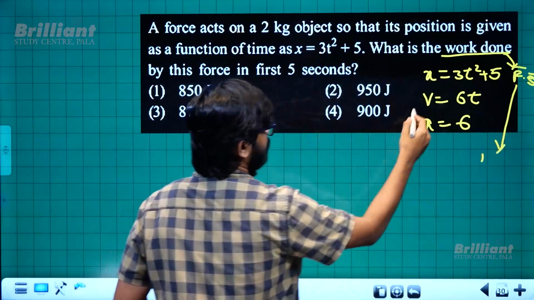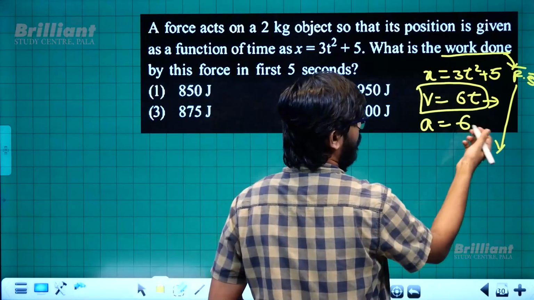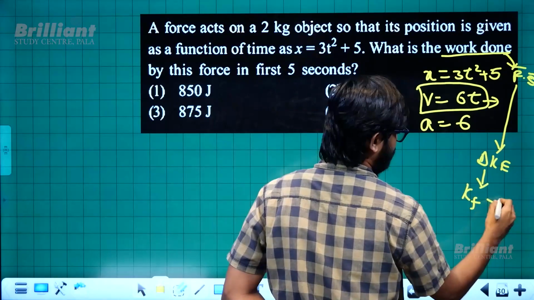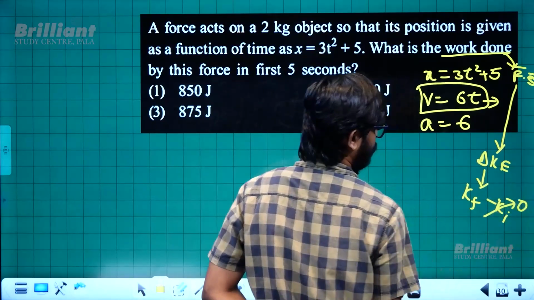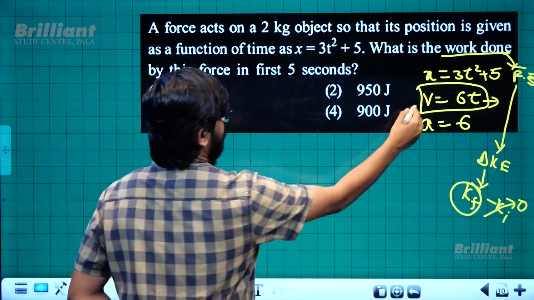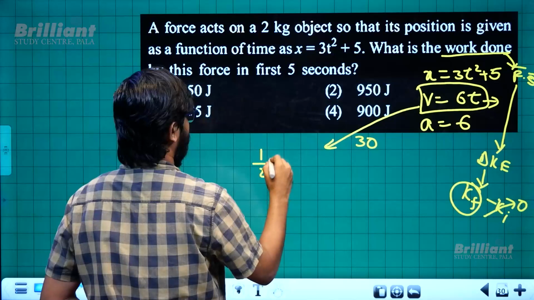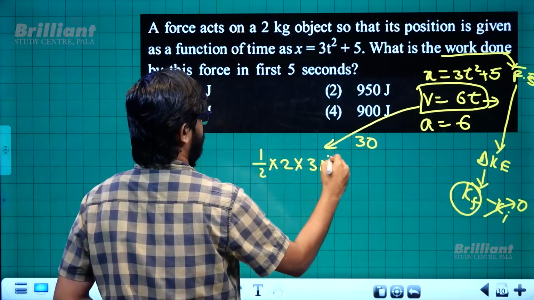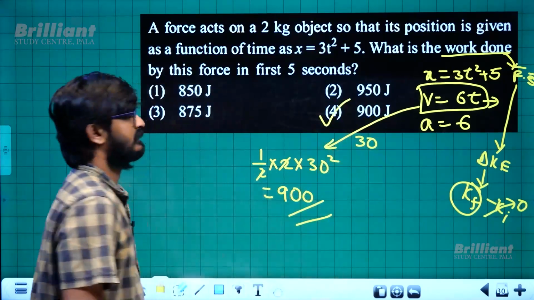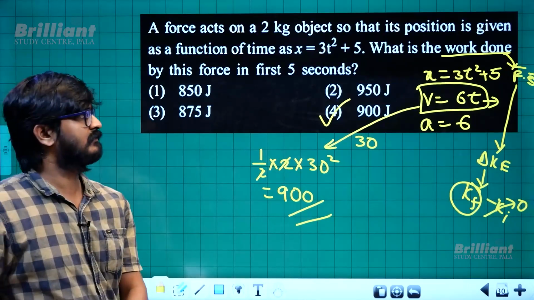Initial kinetic energy was how much? When t equals 0, speed is 0. So initial kinetic energy is 0. Work done equals change in kinetic energy, which is final minus initial, and initial is anyway 0. So total work done will give us kinetic energy after 5 seconds, right? What will be the velocity after 5 seconds? It will be 30. So the kinetic energy, half into m into v square, is going to be 900 joules. What is the work done? 900 joules. So instead of going with work done directly, we deviated our path and found change in kinetic energy because that is easy to calculate.